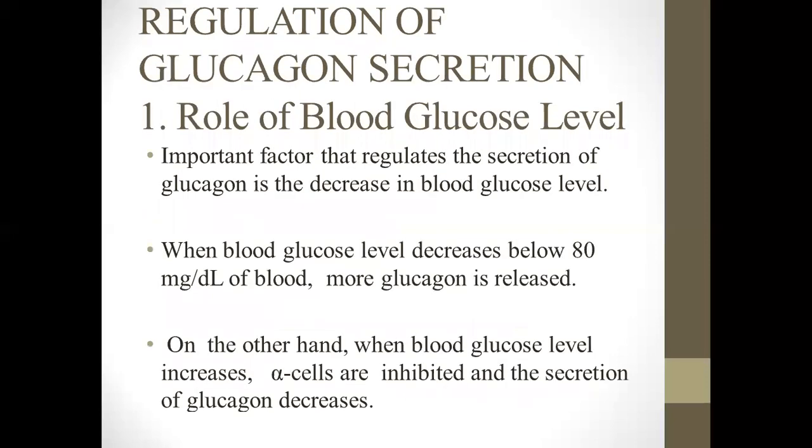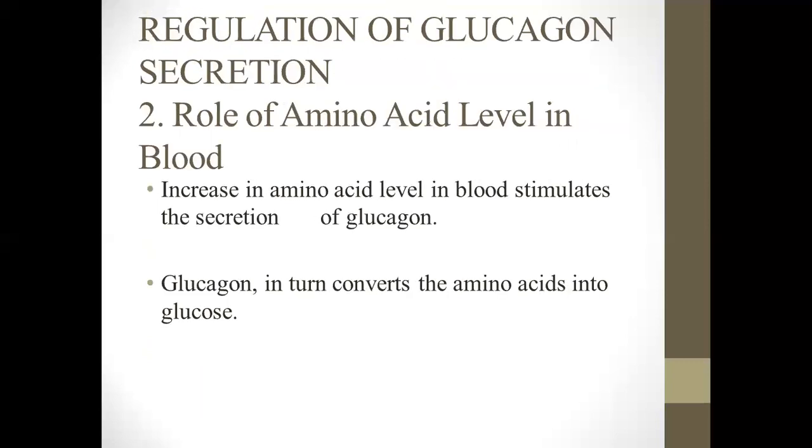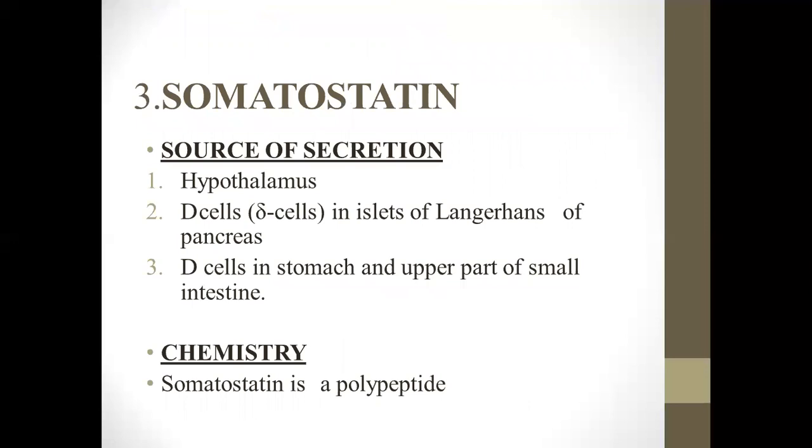So, the role of the blood glucose level: the important factor that regulates the secretion of glucagon is basically the blood glucose level. When the blood glucose level decreases below 80 milligram per deciliter, more glucagon is secreted from the alpha cell. And the role of the amino acid: when the amino acid level in the blood increases, it stimulates the secretion of glucagon. So glucagon in turn converts the amino acid into glucose.